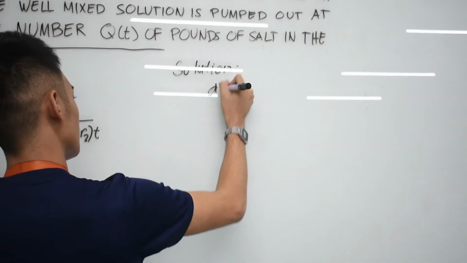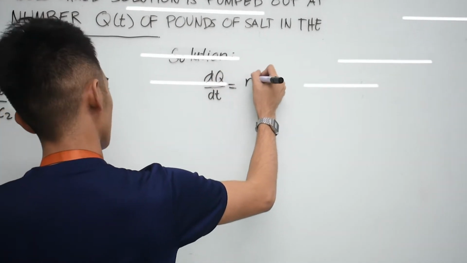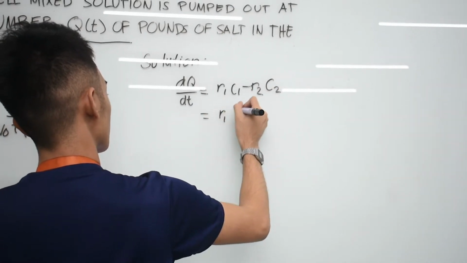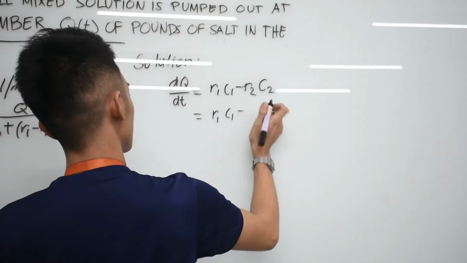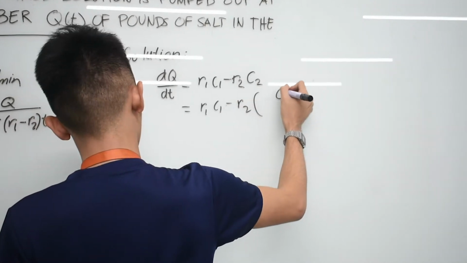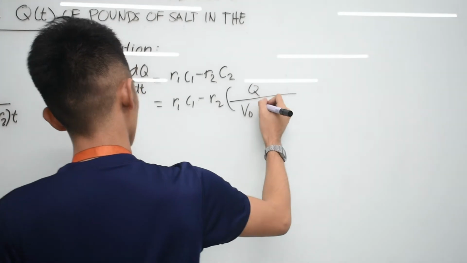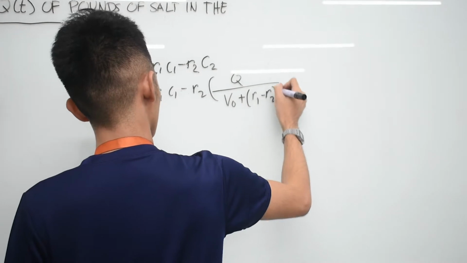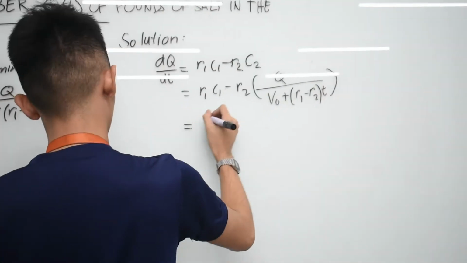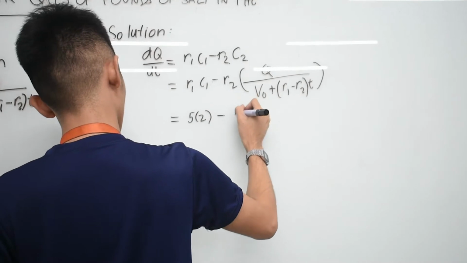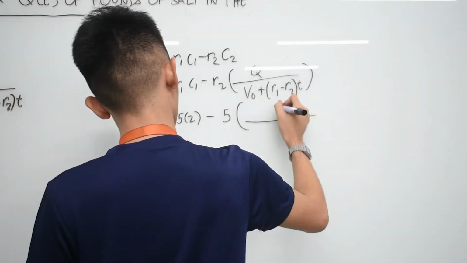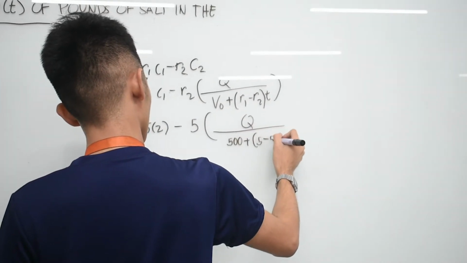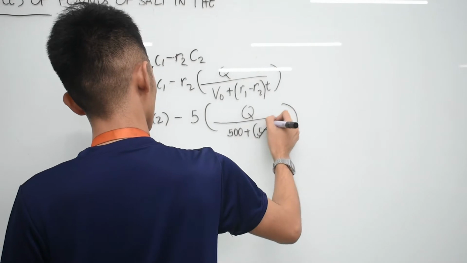Solution: dQ over dt is equal to R1 times C1 minus R2 times C2. R1 times C1 minus R2 times our C2, which was Q over V initial plus R1 minus R2 times our time. Substitute our givens: 5 times 2 minus 5 times Q over 500 plus 5 minus 5 times T.